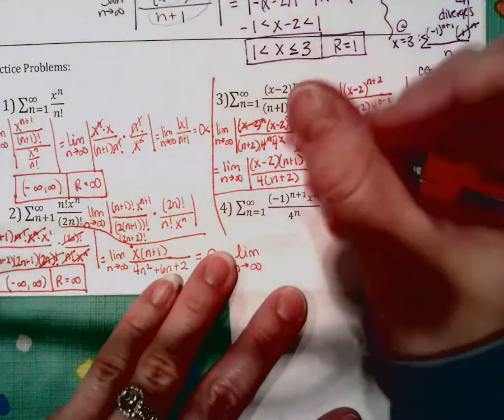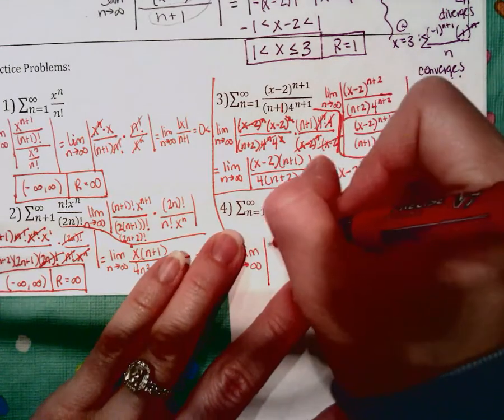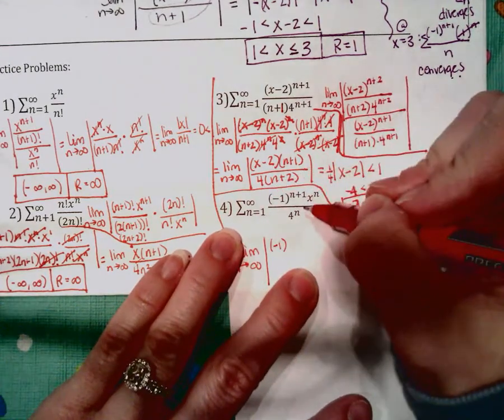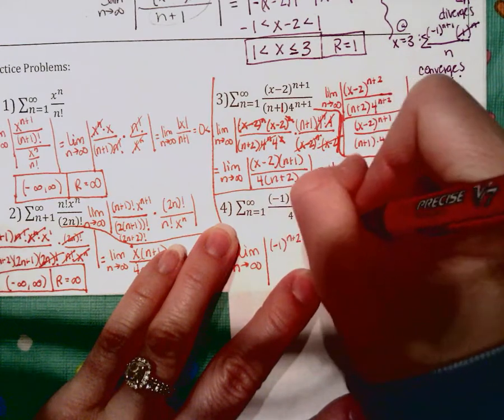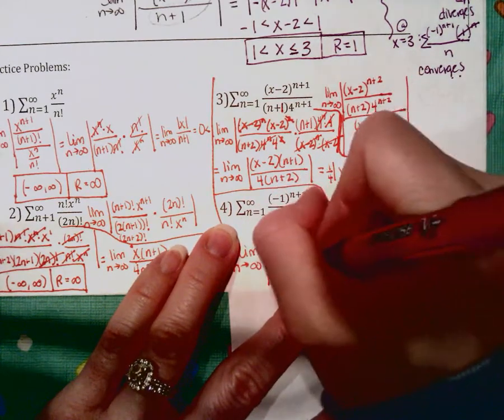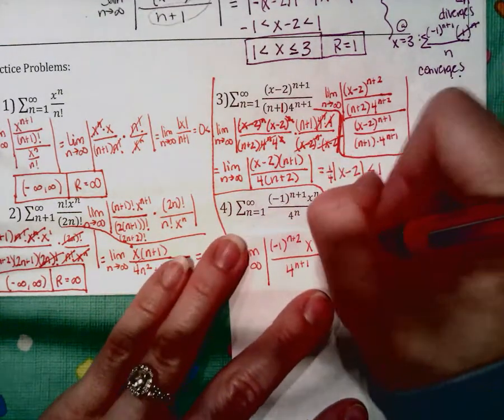of the absolute value of a sub n plus 1, so (-1), instead of n plus 1, that becomes n plus 2. And then x^(n+1) over 4^(n+1) divided by the original. So I'm just going to go ahead and flip and multiply by the original.